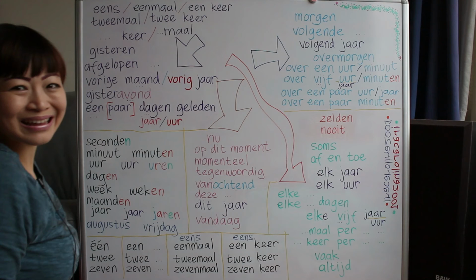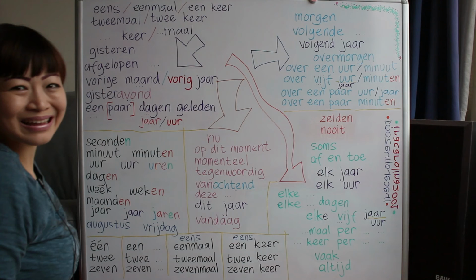Vorige maand is last month. Vorige, last. But don't forget, there's an exception for year. Instead of saying it with vorige, we say it with vorig when we have to say last year. Vorig jaar.